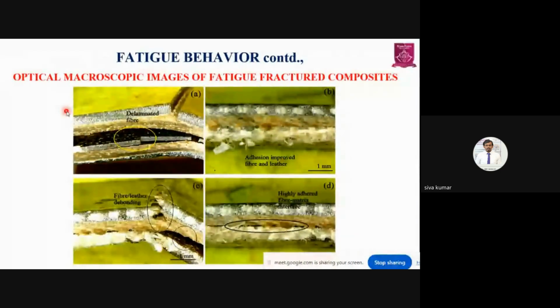And this is the macroscopic image of the same fatigue behavior. See here, the center layer is almost delaminated from the top layer. It is completely detached from the leather and betel nut, so there is no connection between leather and betel nut.